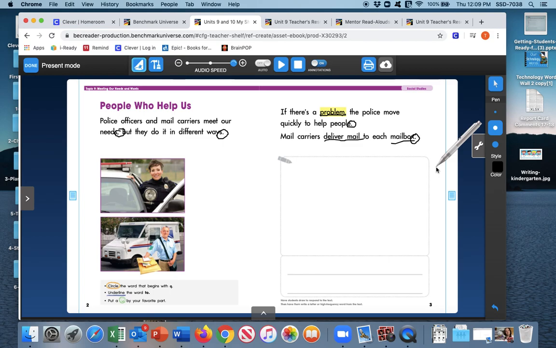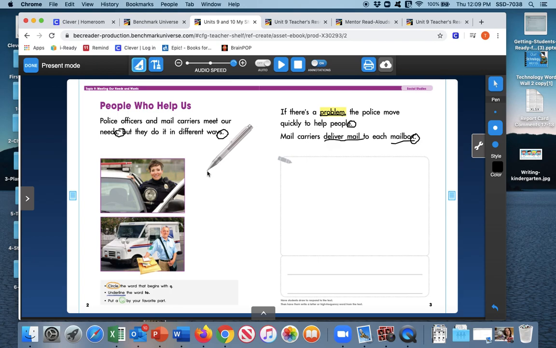So we're going to go back here and take a look at where it talks about the police. And we're going to be focusing on the main idea of this reading. We're going to be looking at the details about police officers. I want to find the details that tell about people who help us. So I'm going to read the first sentence. First, I read that police officers are one group of people who help us.